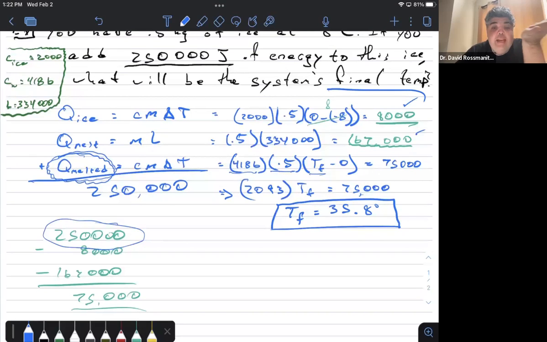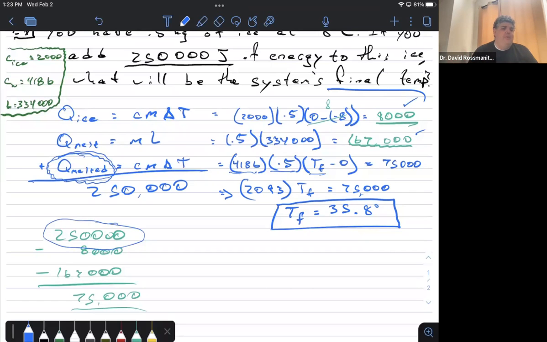Now, one thing I can do is look at the answer to see if it's right or not right, but at least if it kind of makes sense. Remember, I said I arbitrarily stopped at Q melted. I have no idea if it's 2,500,000 joules. That's a lot of energy. Maybe that's enough energy to boil it. So maybe I needed another Q to boil and another Q for the steam to heat up.